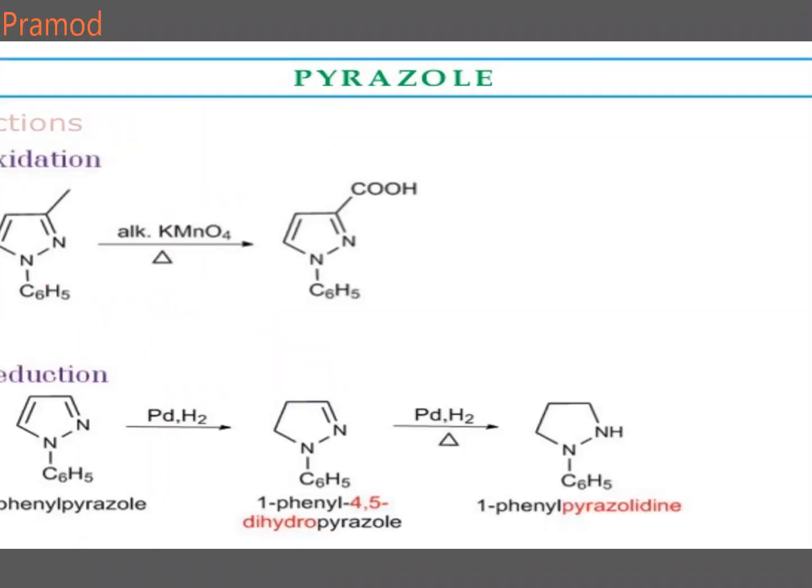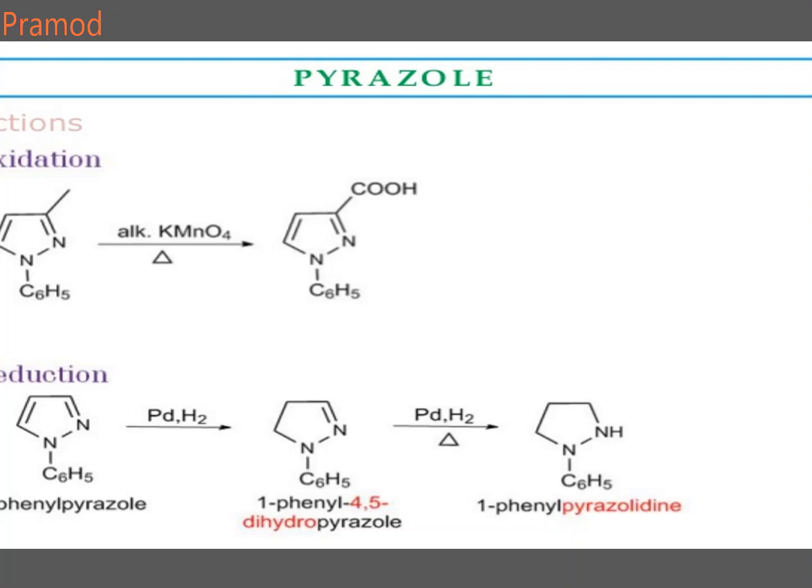Oxidation. If you see all these things, nitrogen is substituted with an electron donating group, so that will increase the electron density. In alkaline KMnO4, when you heat, the methylated compound, with an electron donating group, gets carboxylated. Normally it does not undergo oxidation. Reduction with palladium and hydrogen, again it is a substituted pyrazole which undergoes the reaction.